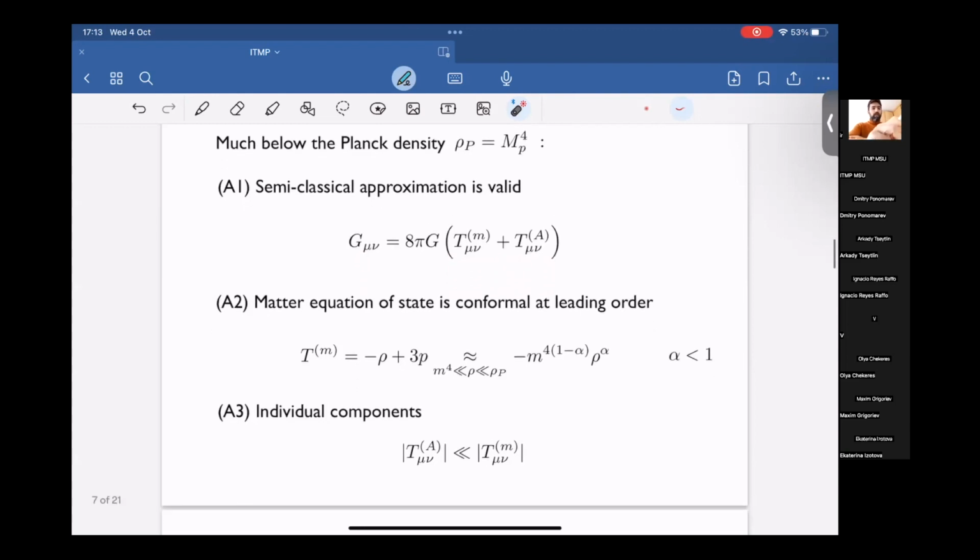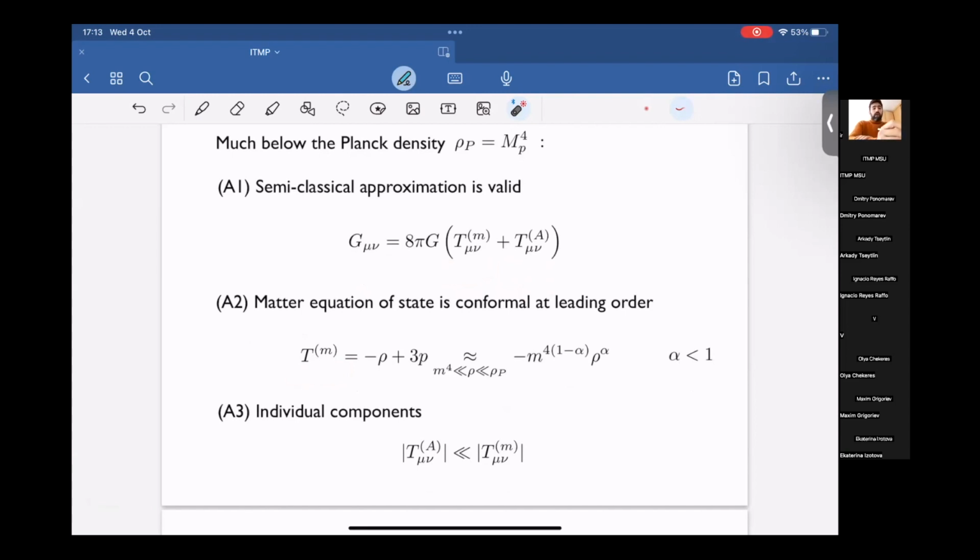The second and maybe most important assumption is about the equation of state of the classical stress tensor. What I'm going to assume is that if you take the trace of that operator, which for a perfect fluid would be minus rho plus 3p, in general, it's just the trace.